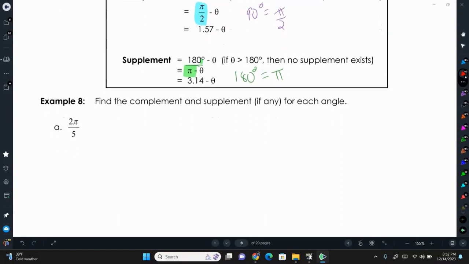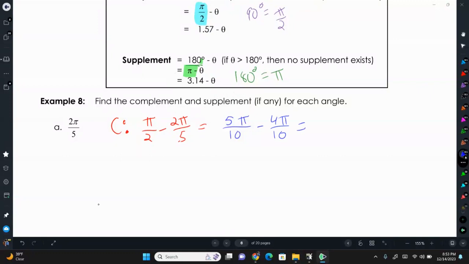So if we have this angle here, 2 pi over 5, and we want to find the complement, it is going to be pi over 2 minus 2 pi over 5. Because if this were in degrees, like if I said what's the complement of 35 degrees, you would do 90 degrees minus 35 to get your answer. Now, we can't subtract those because they don't have like denominators. So we have to change pi over 2 into 5 pi over 10. And then the 2 pi over 5, we get to change to 4 pi over 10. Now we have like denominators, we can subtract them, and we get pi over 10. So that would be the complement.